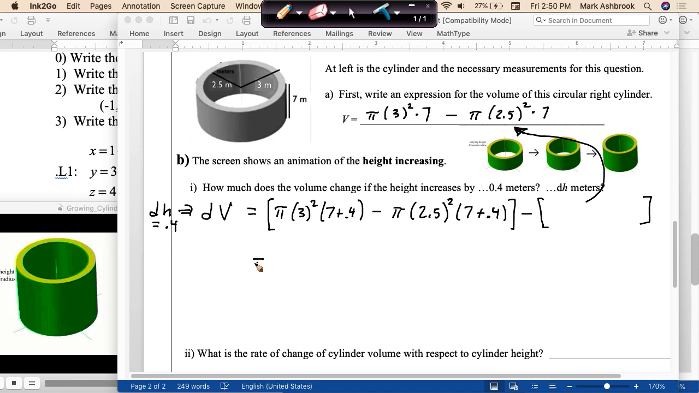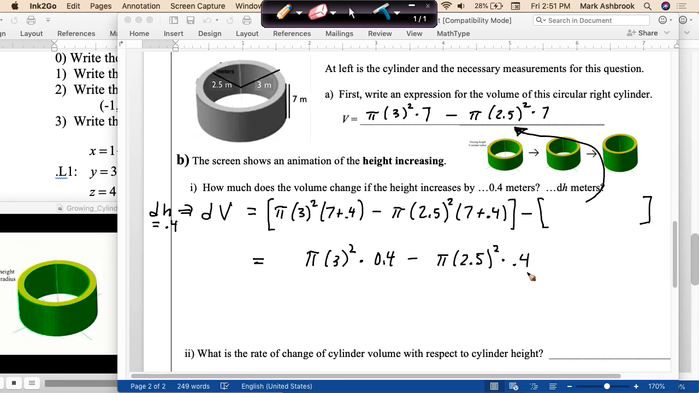There's a shorter way to do it. Can't we just find the volume of the new little cylinder that grew out of this one? What's the height of that? 0.4. So I could do pi times 3 squared times 0.4 minus pi times 2.5 squared times 0.4. Does that make sense? So imagine this growing by 0.4. Just imagine the new little cylinder with a height of 0.4. That's how much it increased by.